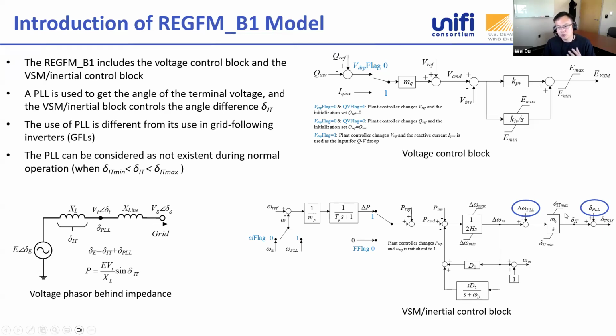As long as these saturation limits, delta theta max and delta theta min, are not reached, they cancel out with each other, so they can be considered as non-existent. But during some severe faults, when this phase angle reaches the saturation limits, this PLL will be activated to keep your phase angle in synchronism. I will explain more in the next slide.